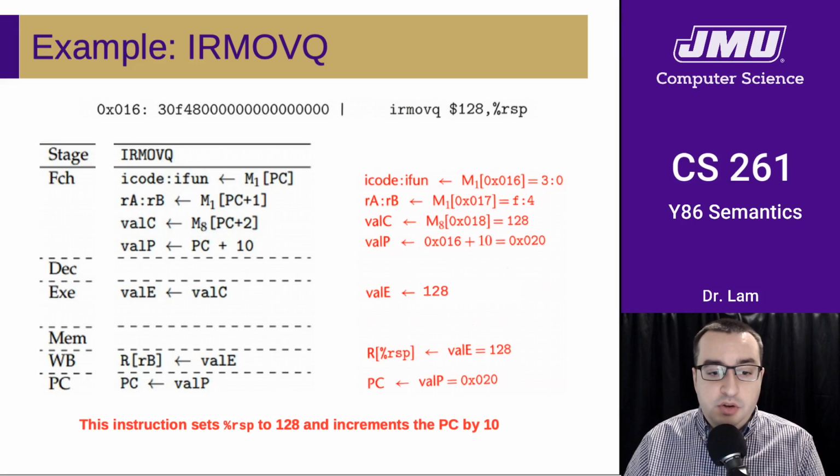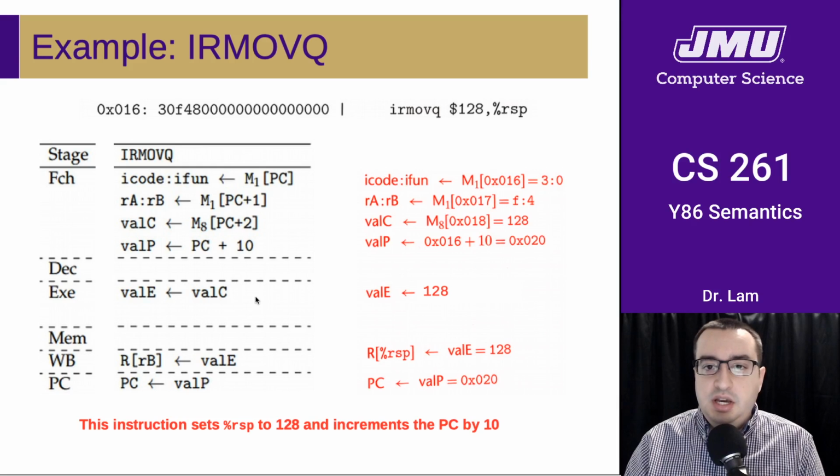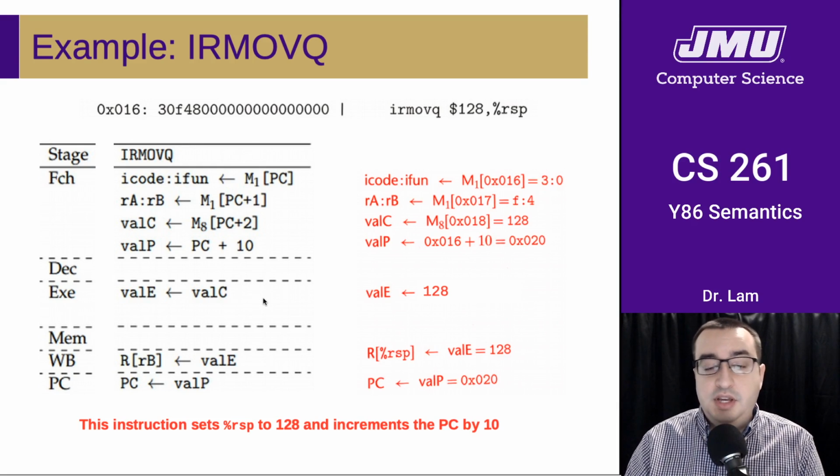Okay, so here's what you should have arrived at. Nothing happens during the decode phase, so we don't need to write down any concrete semantics there. During the execute phase, we are going to be taking the value of val-c and adding an implicit 0 to it. This is doing an arithmetic operation, but it's not really one that we care about that much. So we'll just copy the value that we had for val-c into val-e. So val-e is now 128 as well.